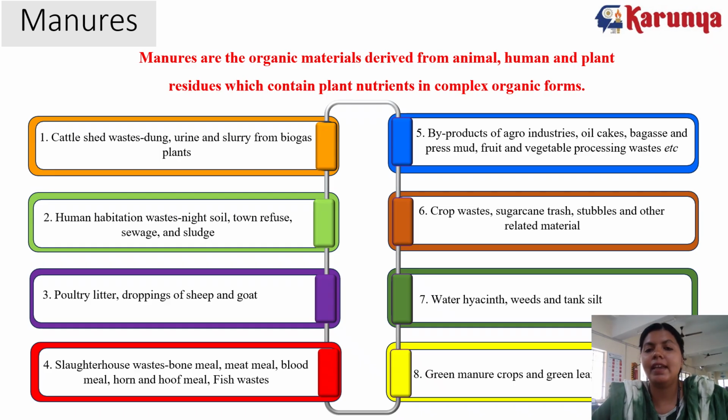And in lakes and ponds, you would have observed water-grown aquatic floating plants like lily, water hyacinth, with weeds around, which can also be used, and tank silt, that is the bottom deposition of the tanks and ponds, can also be used as a good source of nutrient. And apart from this, another source of nutrient is green manure and green leaf manure.